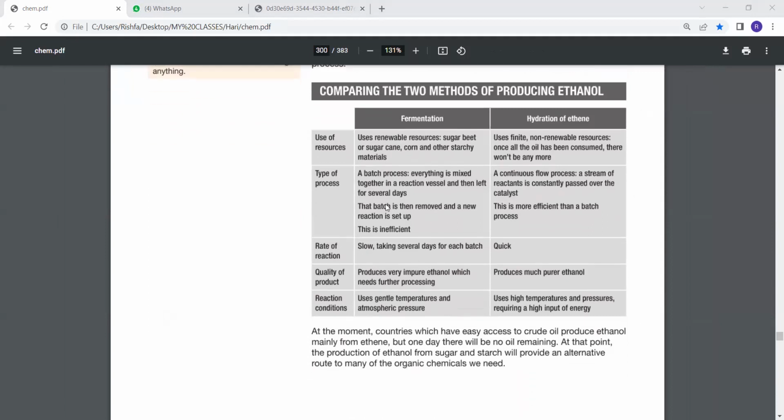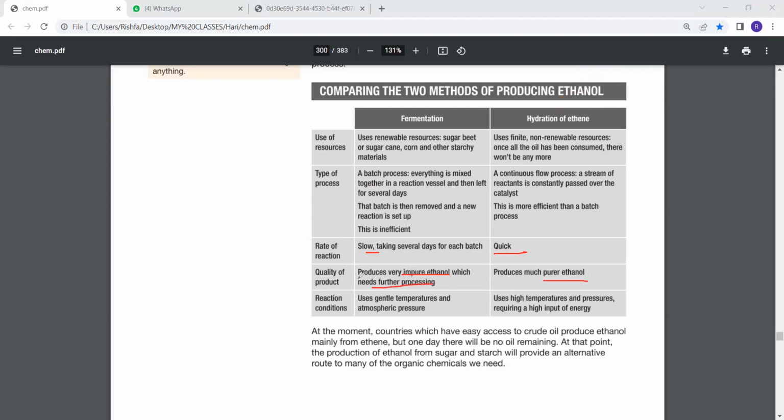Then comparing the two methods of producing ethanol, we have fermentation and hydration of ethene. Now we will see the differences and the advantages. Which one is more efficient to produce ethanol at industrial level? Hydration. The rate of reaction is quick for hydration, and slow for fermentation because it takes several days for each batch. The quality of the product: hydration produces more pure ethanol, while fermentation gives impure ethanol, so we need further processing, which can also cost more.